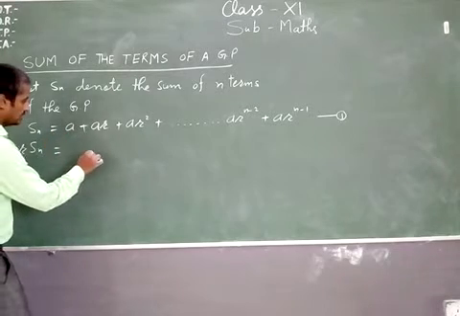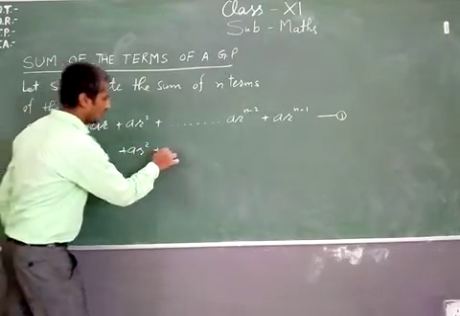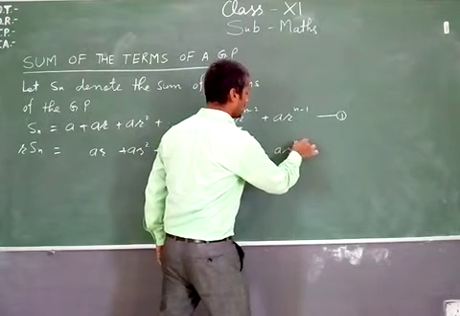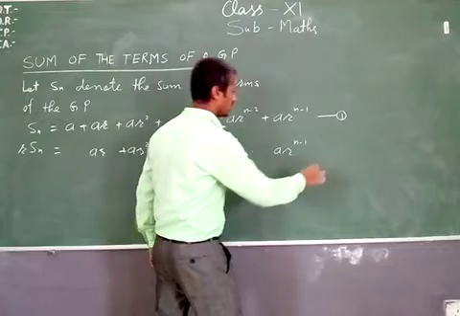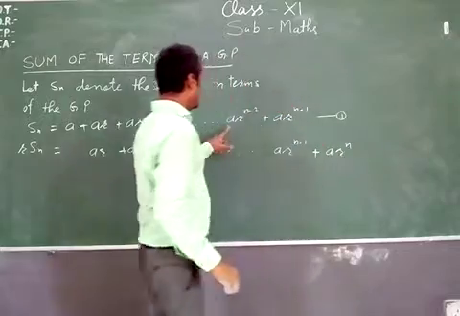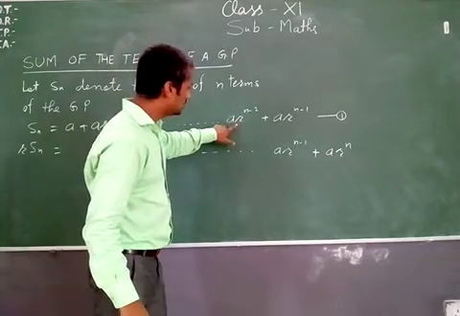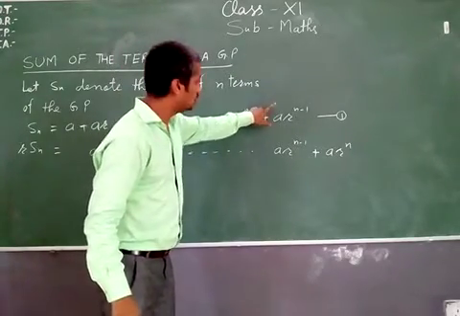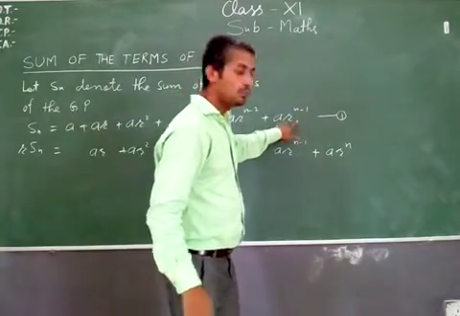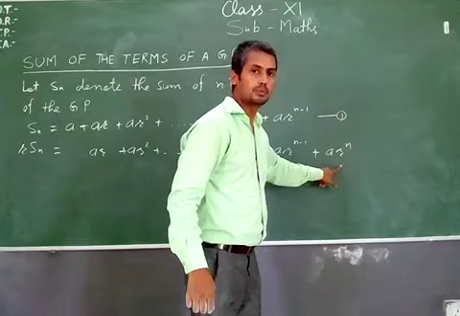Multiply by r in a, ar multiplied by r gives ar square, up to ar power n minus 1, and before this we can write one term a into r power n minus 1. If I multiply by r in this term, r power n minus 2 plus 1 equals r power n minus 1. Multiplied by r in this term, a into r power n minus 1 plus 1, we have r power n.